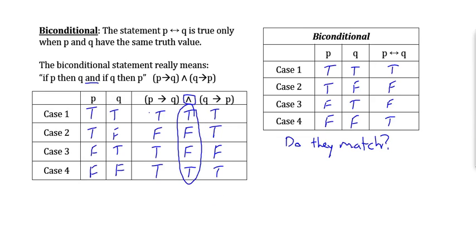Okay. Now, if we go ahead and compare this column and this column, what do you notice? Well, they're the same. And we're going to talk about this a little bit more later, but truth tables with the same truth values are equivalent. So it's really two ways of saying the same thing in this case. All right, let's move on.